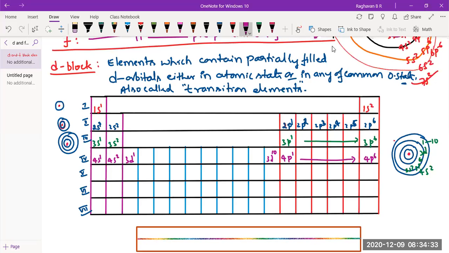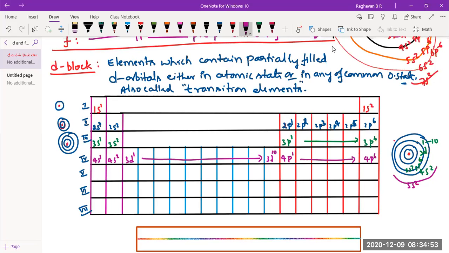Is it okay? So in that way, first 4s2, and then 3d1 to 10. So there are 10 groups here, and then comes 4p1 to 6. There are 6 groups like that. So next, the fifth period will add. So here 5s2 will fill.